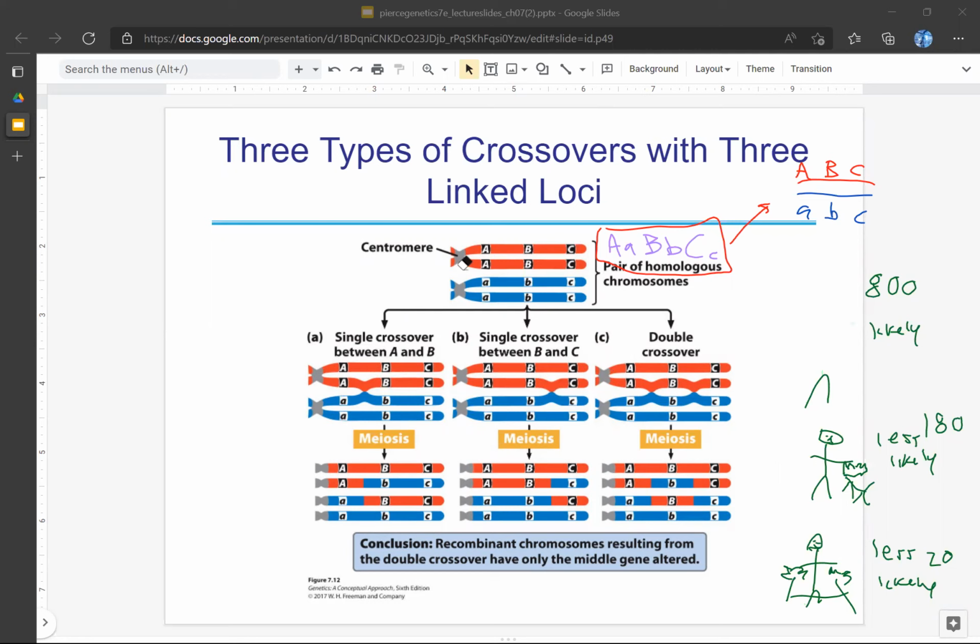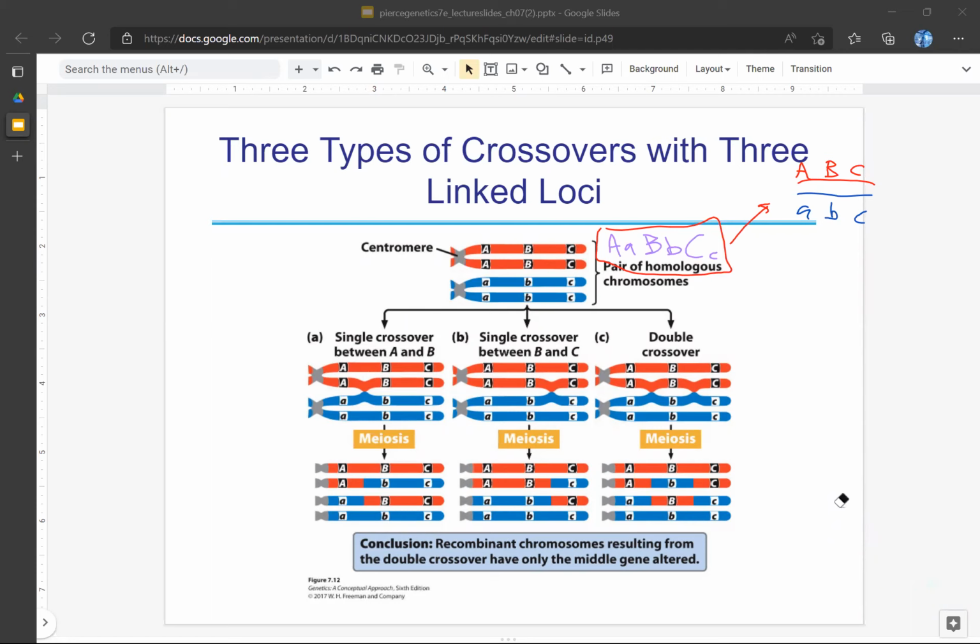And so if we look at the number of progeny that show recombination among the parental genotype, we can identify which progeny that result are double crossovers, single crossovers, or even just the parentals, just by looking at their numbers. And so let's explore that right now.